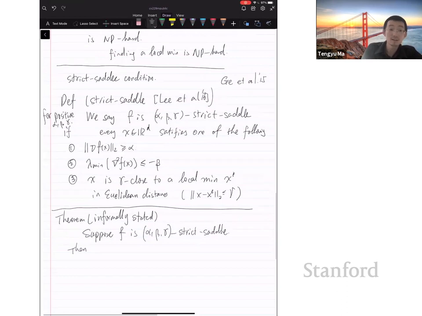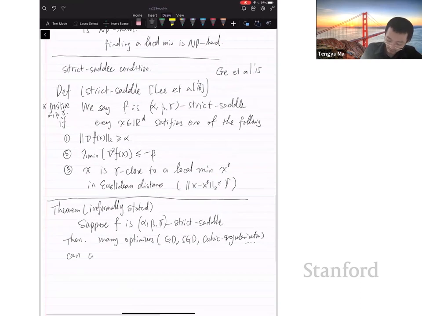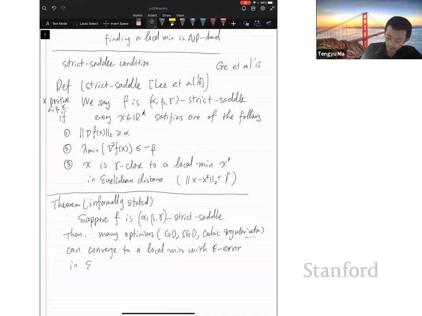Then many optimizers, for example GD, SGD if you use the learning rate correctly, and many other algorithms like cubic regularization, can converge to a local minimum with epsilon error in Euclidean distance, in time polynomial in d, the dimension, 1 over alpha, 1 over beta, 1 over gamma, and 1 over epsilon.